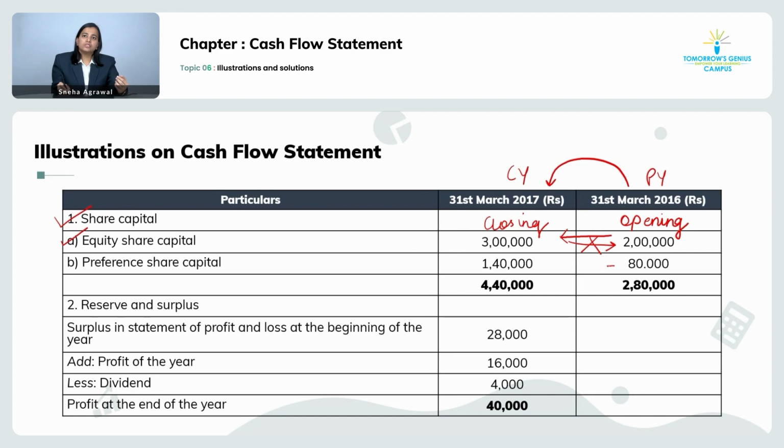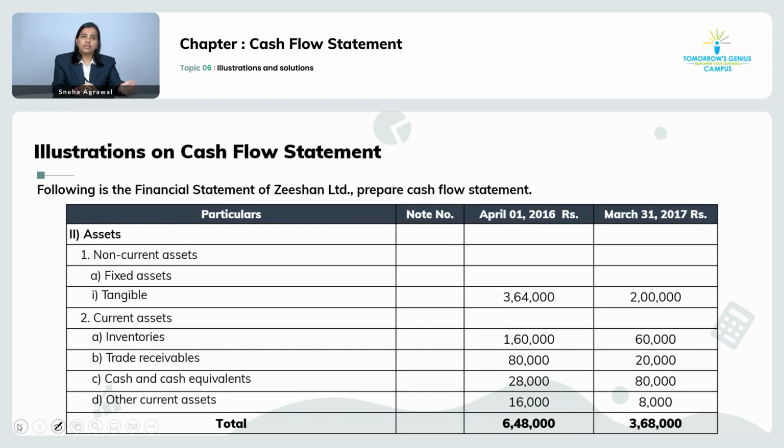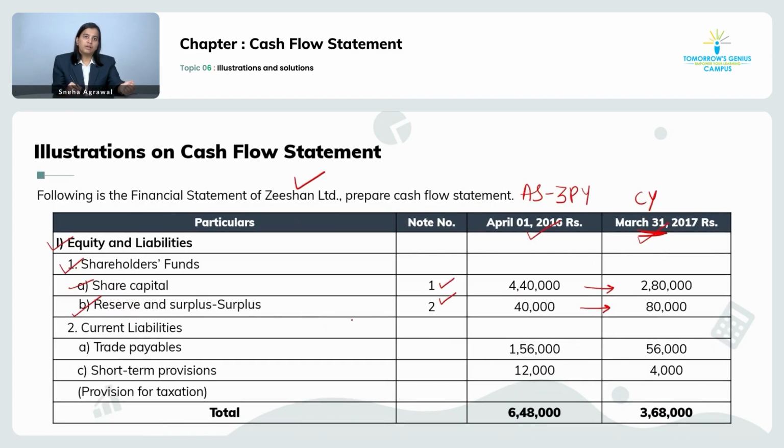Then after equity, we have preference share capital. In that also we have observed that from 80,000 my balance has increased to 1,40,000. This means again it is a financing activity, and since it is increased, this is cash inflow from the financing activity. Okay, let's see ahead what else is given in our balance sheet.